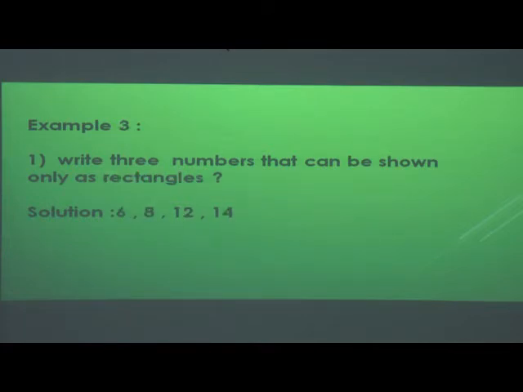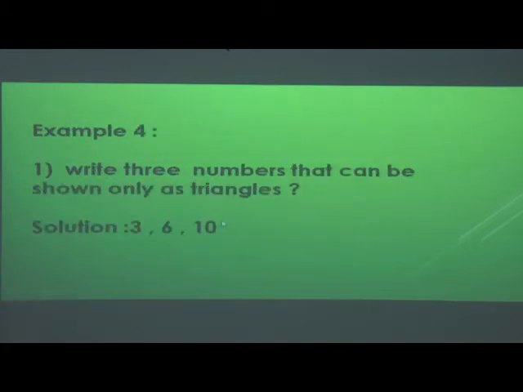Write three numbers that can be shown only as rectangles. Now we have to give the rectangular representation of any numbers. So rectangular representation can be shown by the numbers 6, 8, 12 and 14. Write three numbers that can be shown only as triangles. So triangular representation can be shown by numbers like 3, 6 and 10.